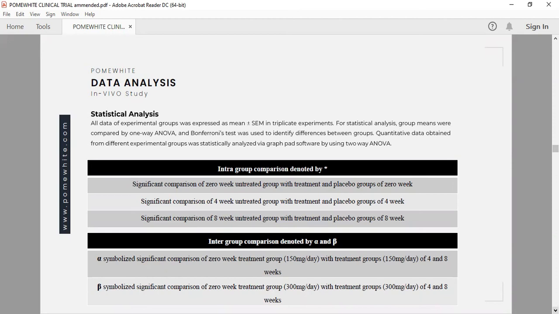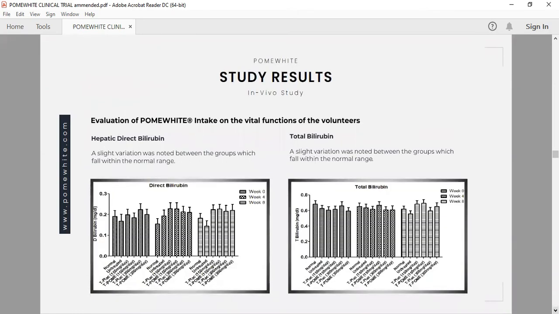This intergroup comparison is denoted by alpha and beta. This comparison is between different types of groups. Alpha symbolizes the comparison of week 0 with group 4, and basically with group 4 at week 8 of the 150 mg per day treatment. While beta symbolizes the comparison of week 0 of the treatment group 300 mg per day with both treatment groups of 300 mg per day, meaning week 0 and week 8. This is how we compare them. Sorry. These are the study results.